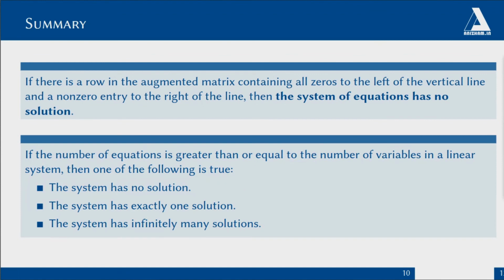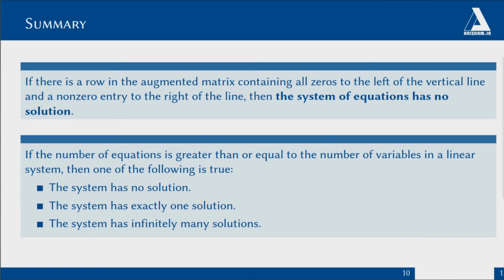Now, if the number of equations is greater than or equal to the number of variables in a linear system, then one of the following is true: the system has no solution, or the system has exactly one solution, or the system has infinitely many solutions. The minimum condition for a system to have exactly one solution is that the number of equations should be equal to the number of variables.